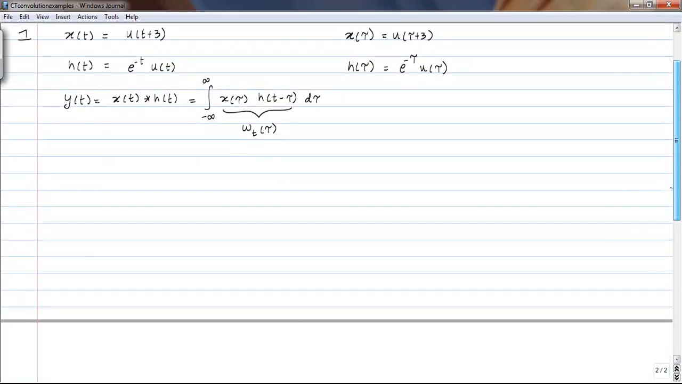So often it's very useful to actually draw or roughly sketch these signals x of tau, h of tau, and h of t minus tau, and so on and so forth. And when you perform the convolution, it's also a good idea to get a rough feel for how y of t looks. Okay, so let's begin with sketching x of tau. So x of tau is a unit step function shifted to the left by 3 units. Right, it's u of tau plus 3.